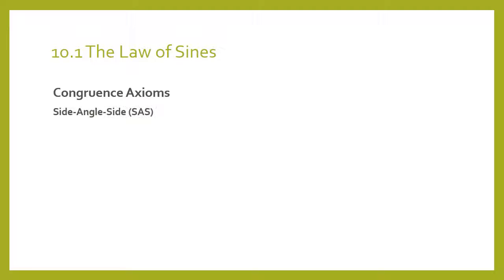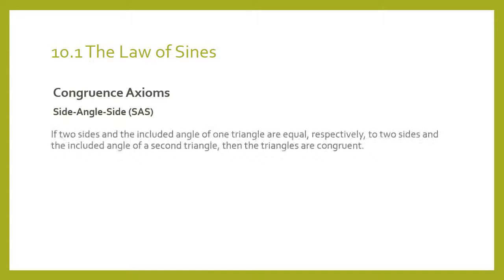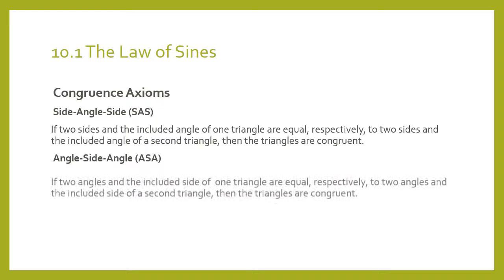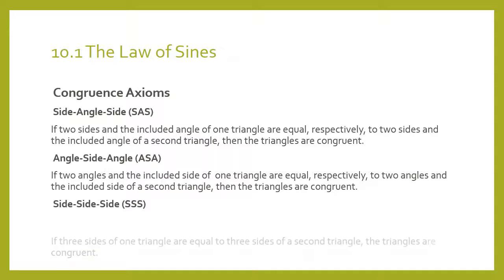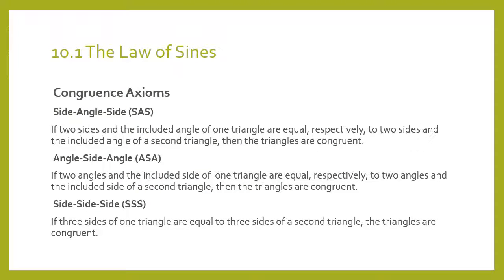Now, these are the congruence axioms that you had in geometry. I'm just going to go ahead and put them all up here. You had side angle side, which said that if 2 sides and the included angle of one triangle are equal to the 2 sides and included angle of a second, they're congruent. Angle side angle is basically the same thing, but it's 2 angles and the included side. And then side side side said if 3 sides of one triangle are equal to 3 sides of a second, the triangles are congruent.